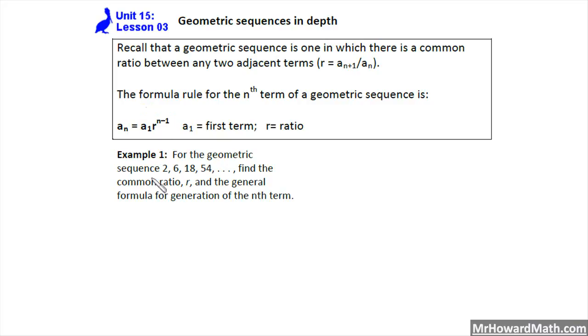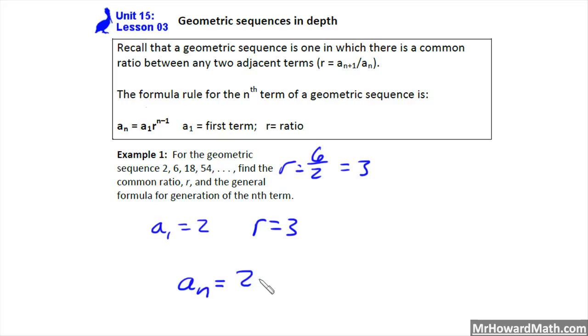So example 1, for the geometric sequence 2, 6, 18, 54, find the common ratio r and the general formula for the generation of the nth term. We can take any of these and divide it by the one before it. I'm going to take this one and divide it by the one before it, so that would be 6 divided by 2. R is equal to that. So r is 3. A sub 1 is the first term, 2. We found r to be 3, so we simply plug it into that formula, and to generate the nth term we would use 2 times 3 to the n minus 1. And that's it for example 1.